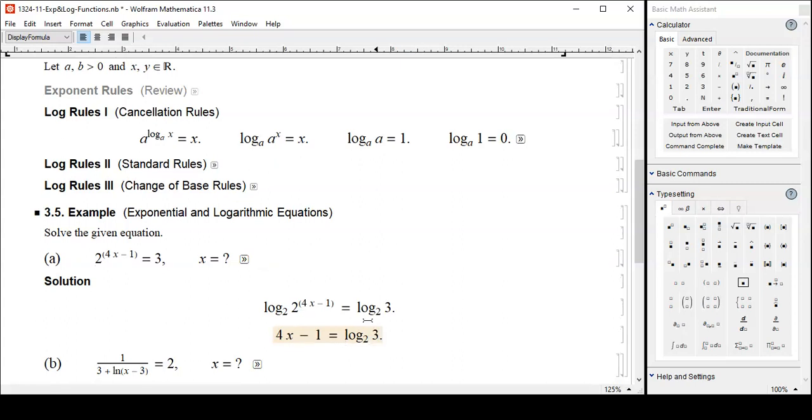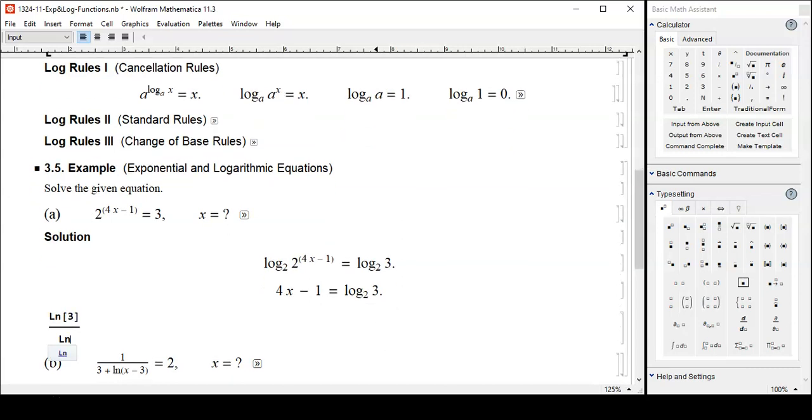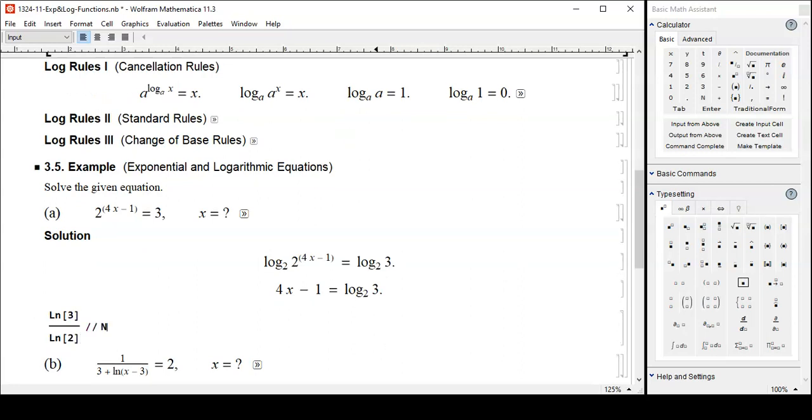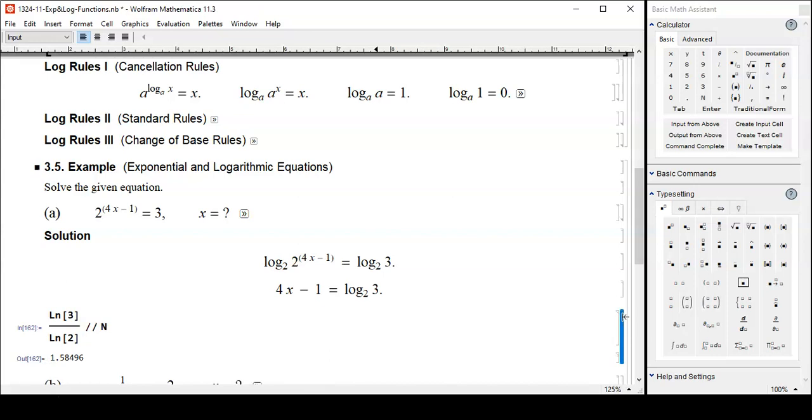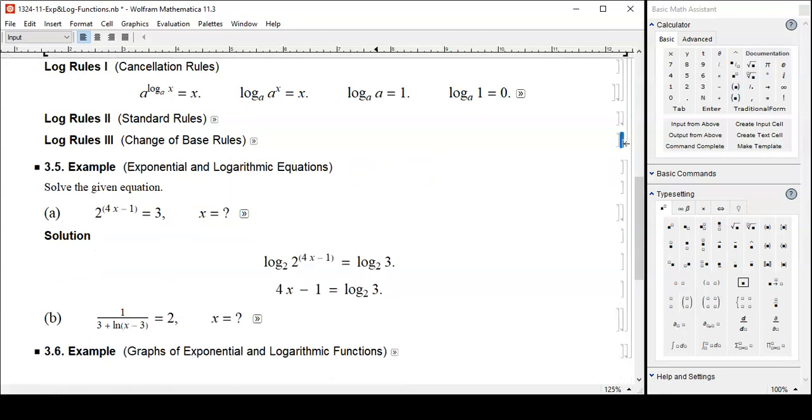And the right-hand side is just a number. If you use your calculator to calculate log base 2 of 3, let's see, log of 3 over log of 2, you're going to get 1.508 something if you use the change of base formula to calculate log base 2 of 3. But I don't care, as a matter of fact.